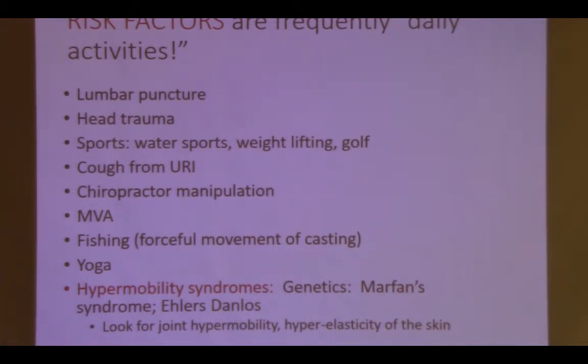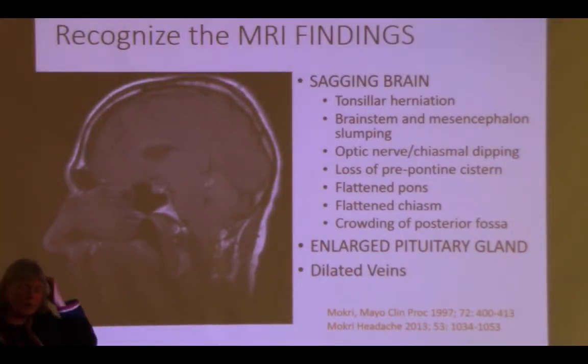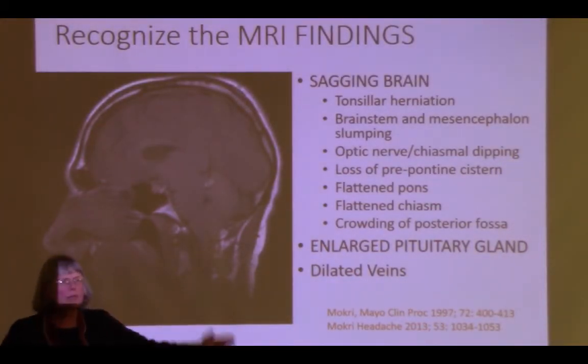So these are risk factors for development of it. So how do we make the diagnosis? Well, we do the history. Then we go for imaging.